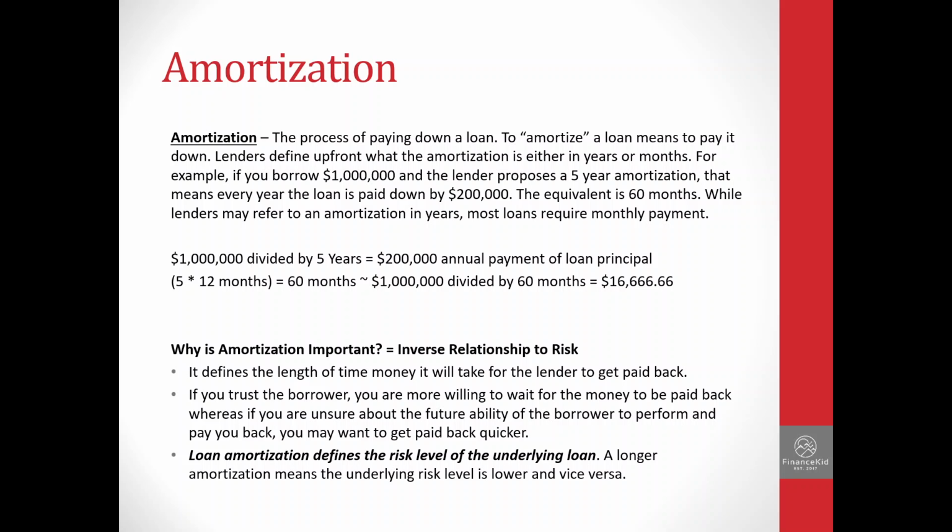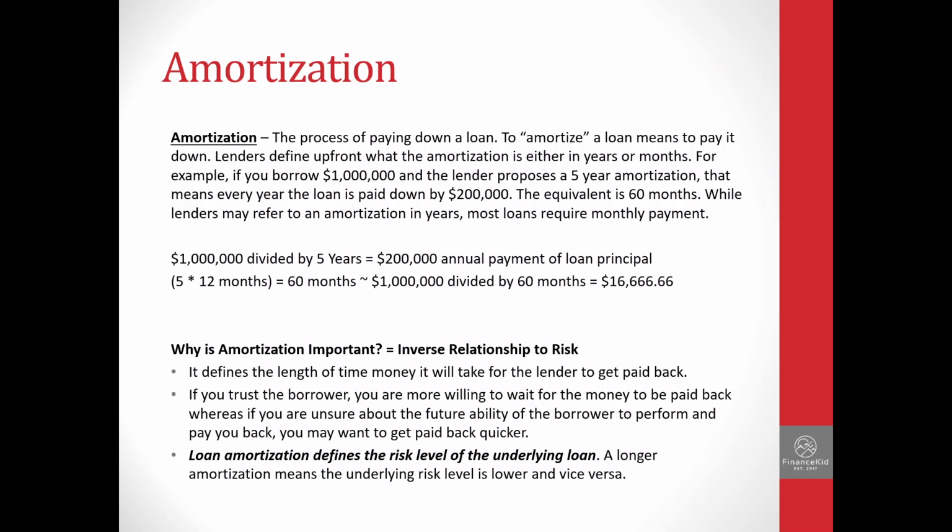So amortization is essentially paying down the loan. To amortize a loan means to pay it down. Lenders define upfront what the amortization of the loan is, either in years or months. You're going to pay back $1 million over 5 years. Therefore, that's 1 million divided by 5, or 200,000 every year. Or I could look at the equivalent of 5 years as 5 times 12 months per year, or 60 months. I could divide $1 million by 60 and say the amortization on a monthly basis is $16,666. So amortization is really important because it relates to the risk level of the loan.